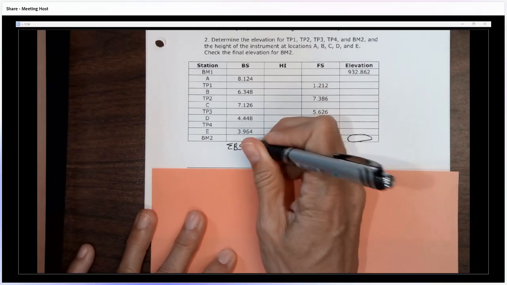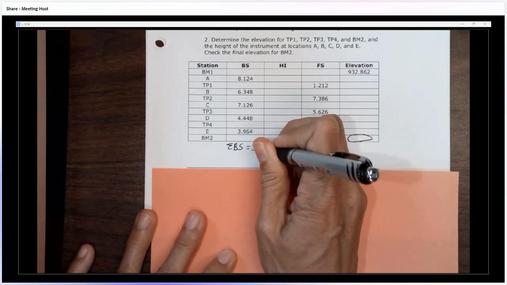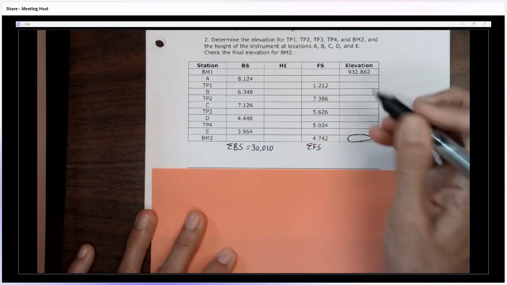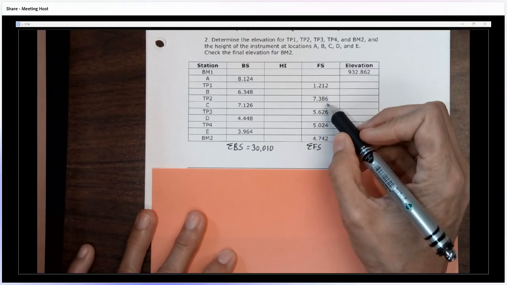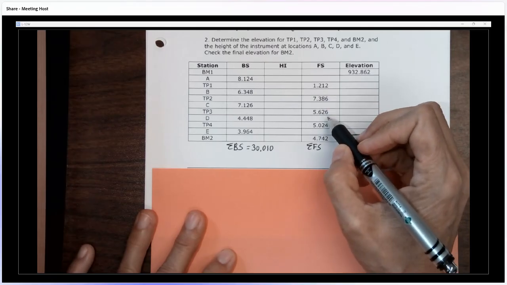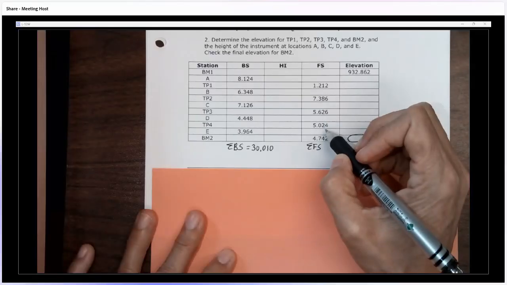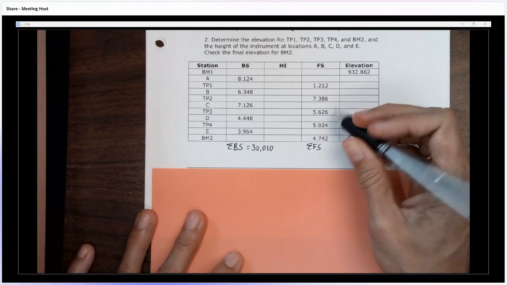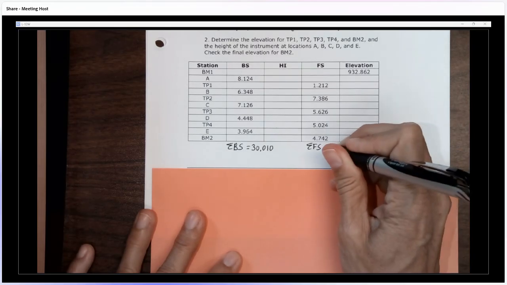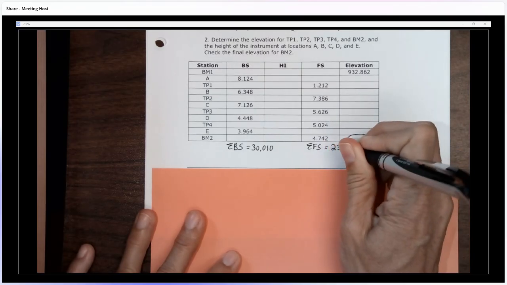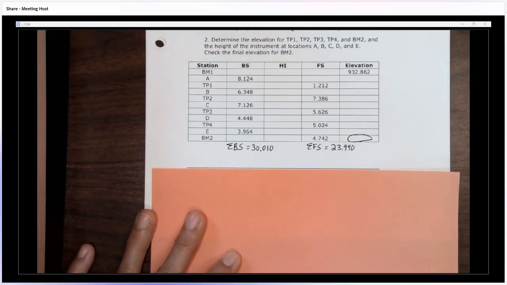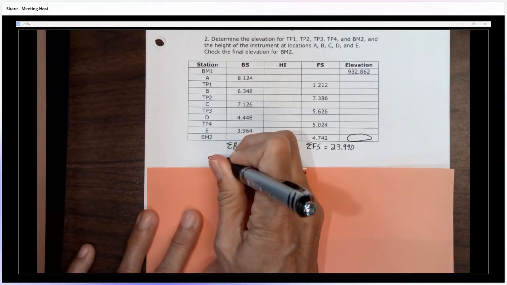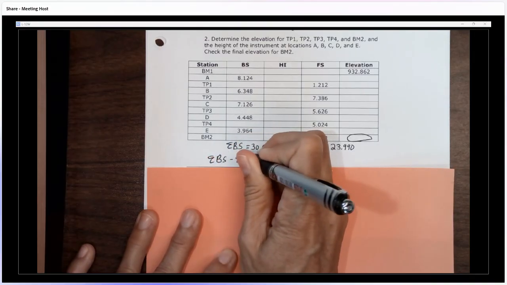3.964, and I get 30.010. And then sum my foresights, 1.212 plus 7.386 plus 5.626 plus 5.024 plus 4.742, and I get 23.990 feet for that. And so to find the difference between those two, I sum my back sights and I subtract the sum of the foresights.